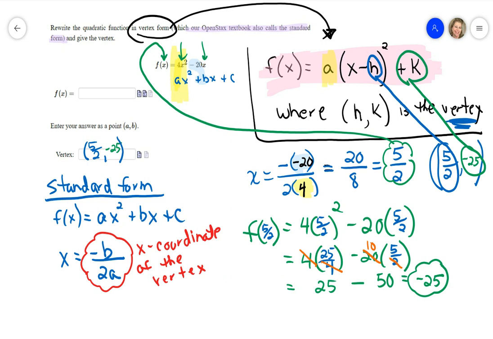That'll be the same. So it's going to be 4. And then parentheses, x minus h. H is a positive 5/2. And then it's plus k. K is a negative 25. So adding a negative is just subtracting a 25. And that should be my answer.